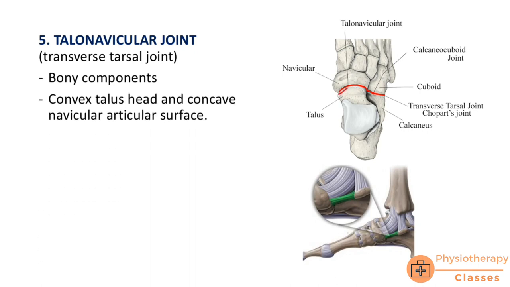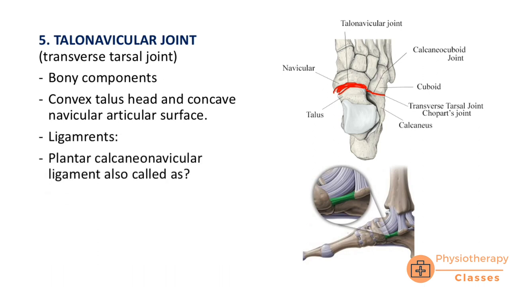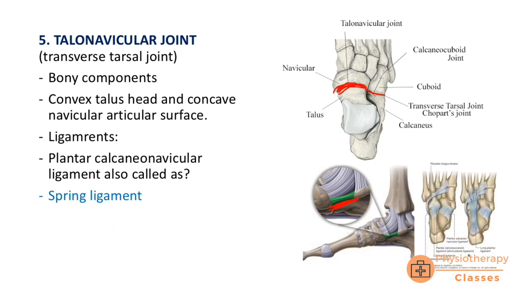You can see here the joint formed between the talus and the navicular bone. The anterior surface or the head of the talus is convex, whereas the navicular bone articulating with the talus is concave. The important ligament that supports this joint inferiorly is called the spring ligament or plantar calcaneonavicular ligament. This is an important ligament which you can see here in this picture.